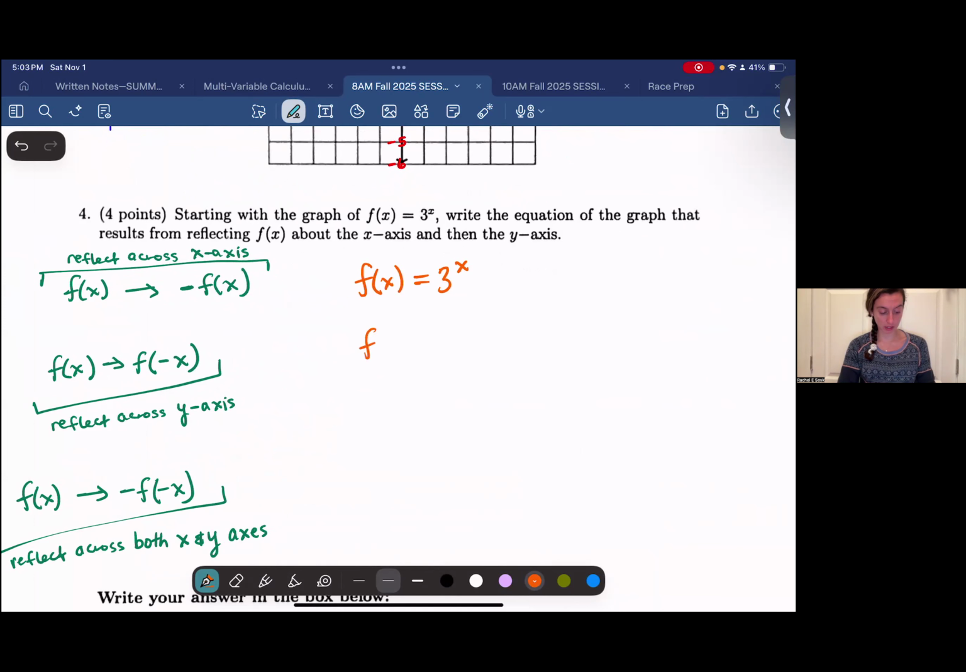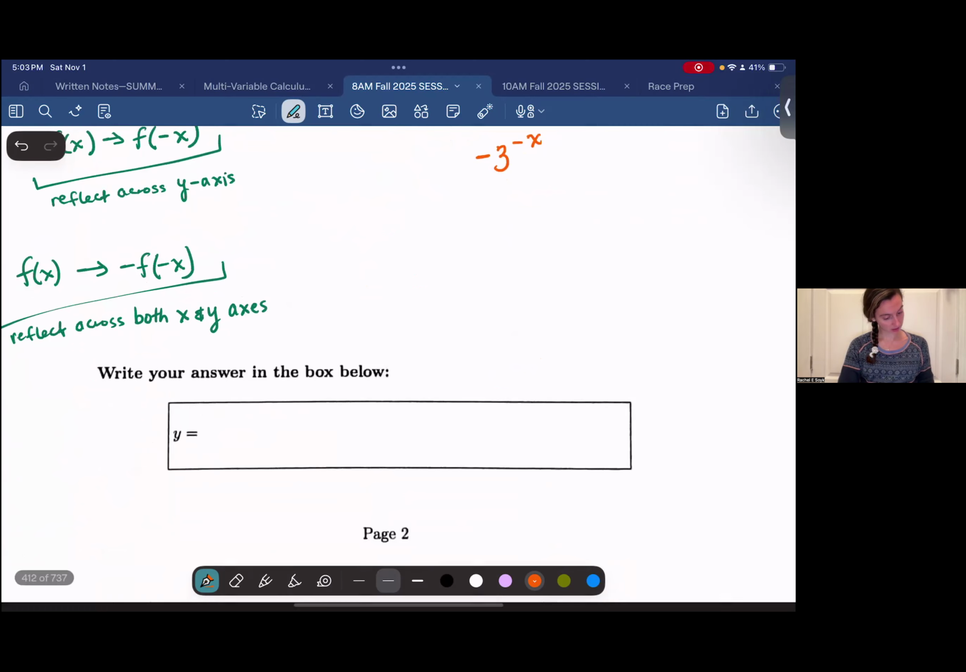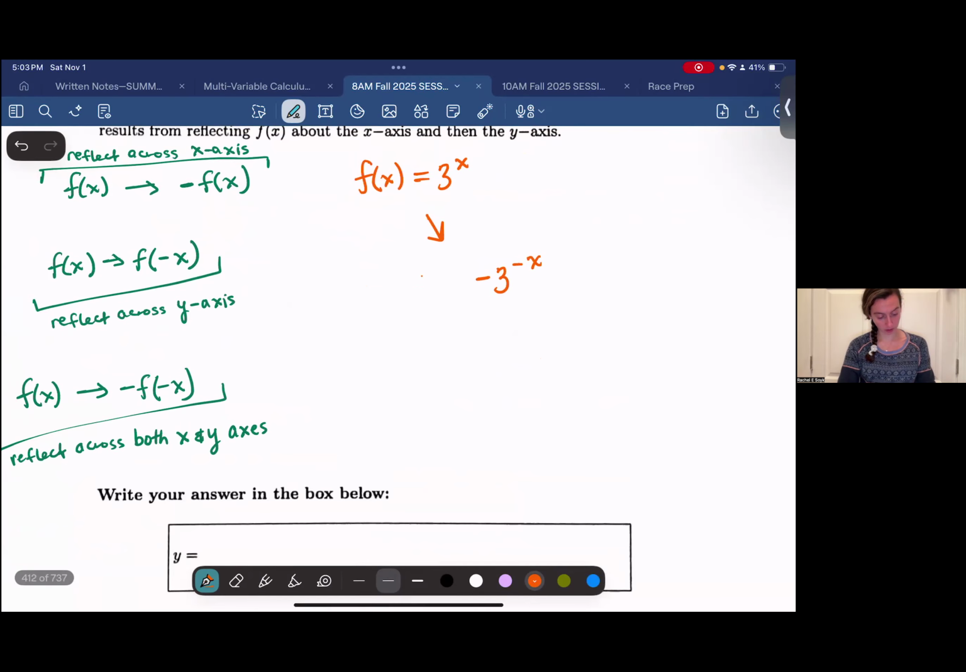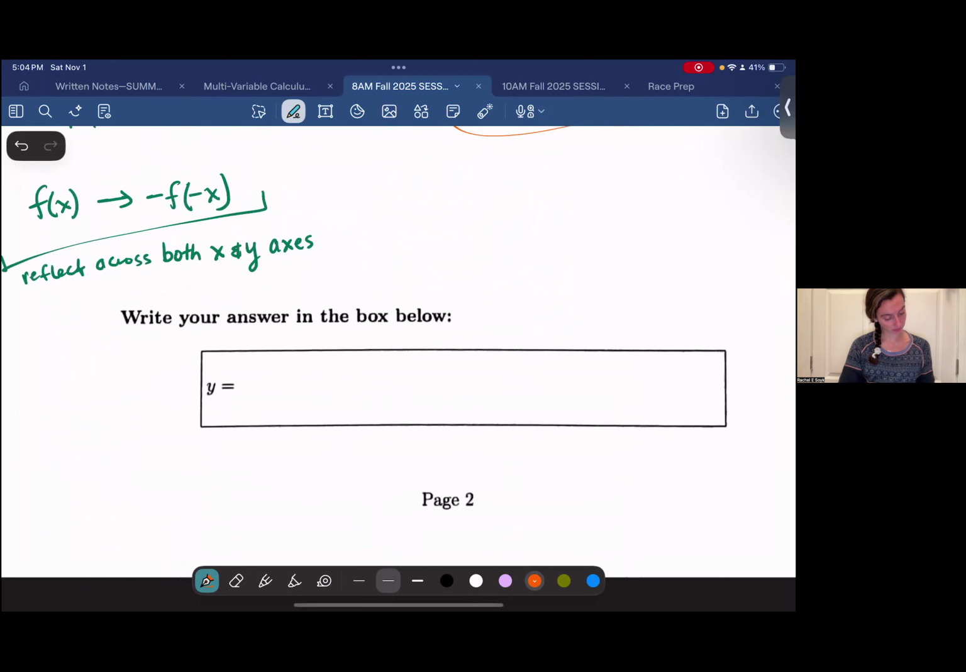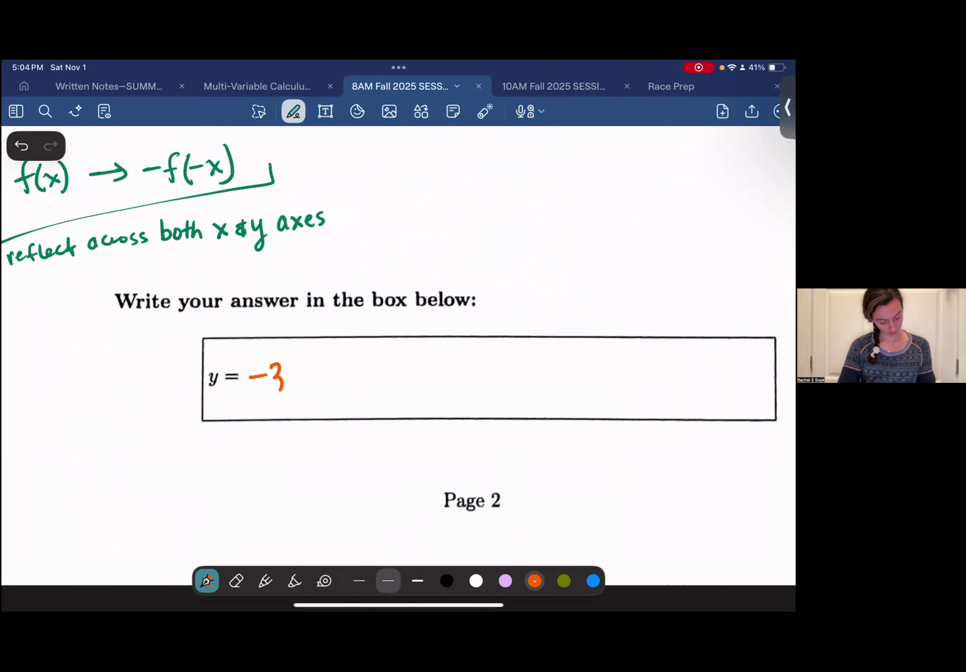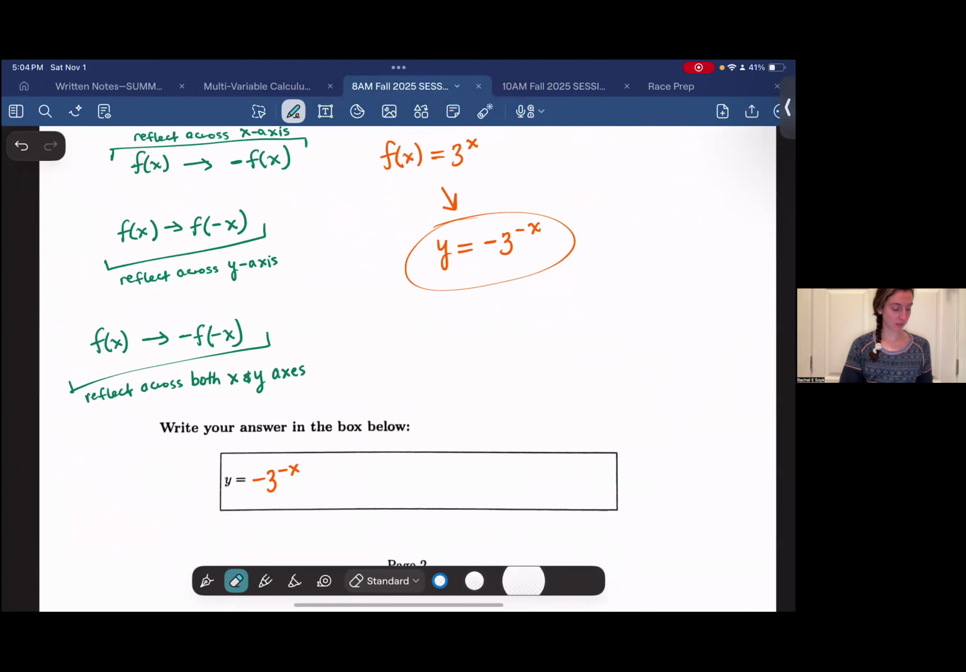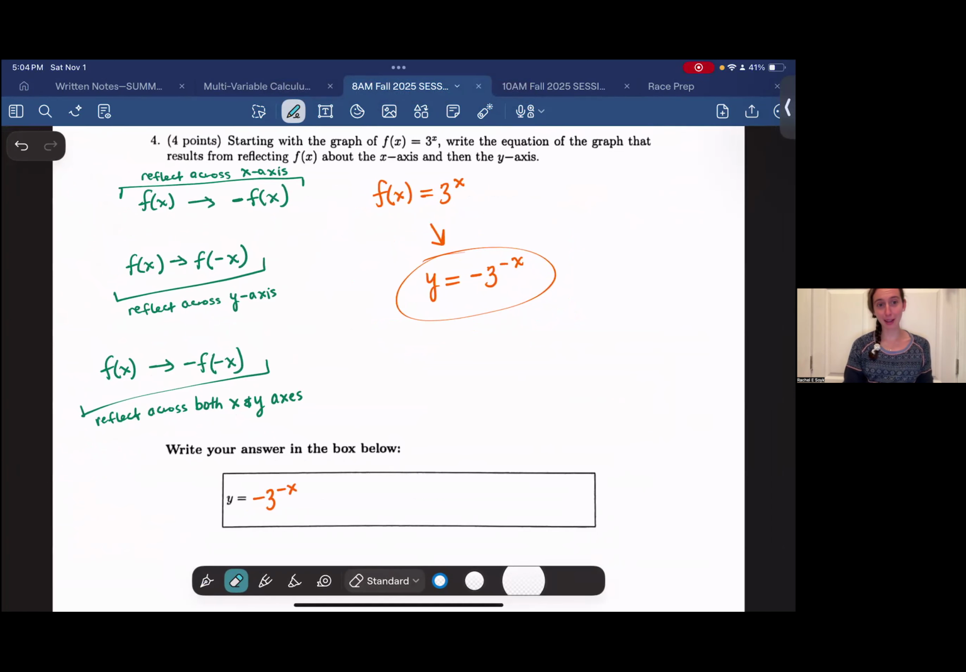So what we're doing is we are making it both negative in the front of the function and a negative x value. And they have it in terms of y for the answer. So our final result is just y is equal to -3 raised to the negative x power. And that's it. That completes our question 4 and our quiz 9.